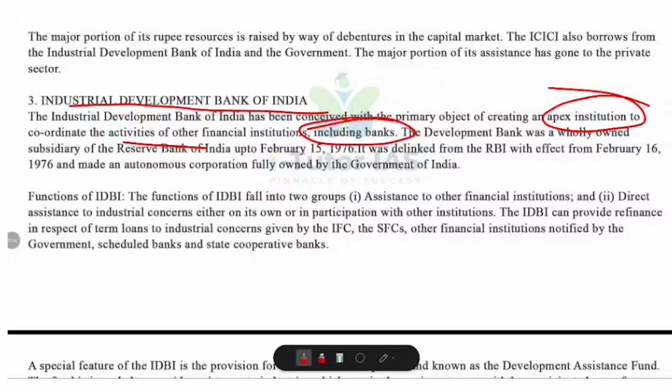Initially, the IDBI was actually a subsidiary of the Reserve Bank of India, that is RBI, that continued until February 15, 1976. But from February 16, 1976 onwards, it was delinked from the RBI and made an autonomous corporation, which means it became fully owned by the Government of India and started functioning independently.